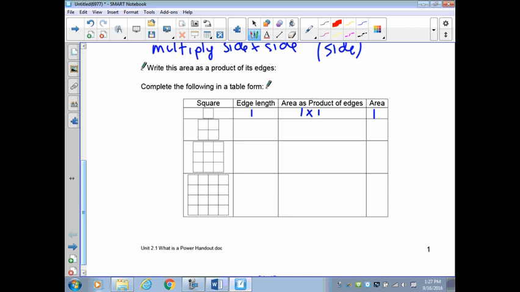Okay, so we now have a 2 unit side, so that's 2 by 2. That means that's a 4. This is a 3 unit side, 3 by 3. That gives us 9. This is a 4 unit side, which is 4 by 4, and that gives us 16. And these are our first perfect squares that you should remember from before. Moving on to page 2.